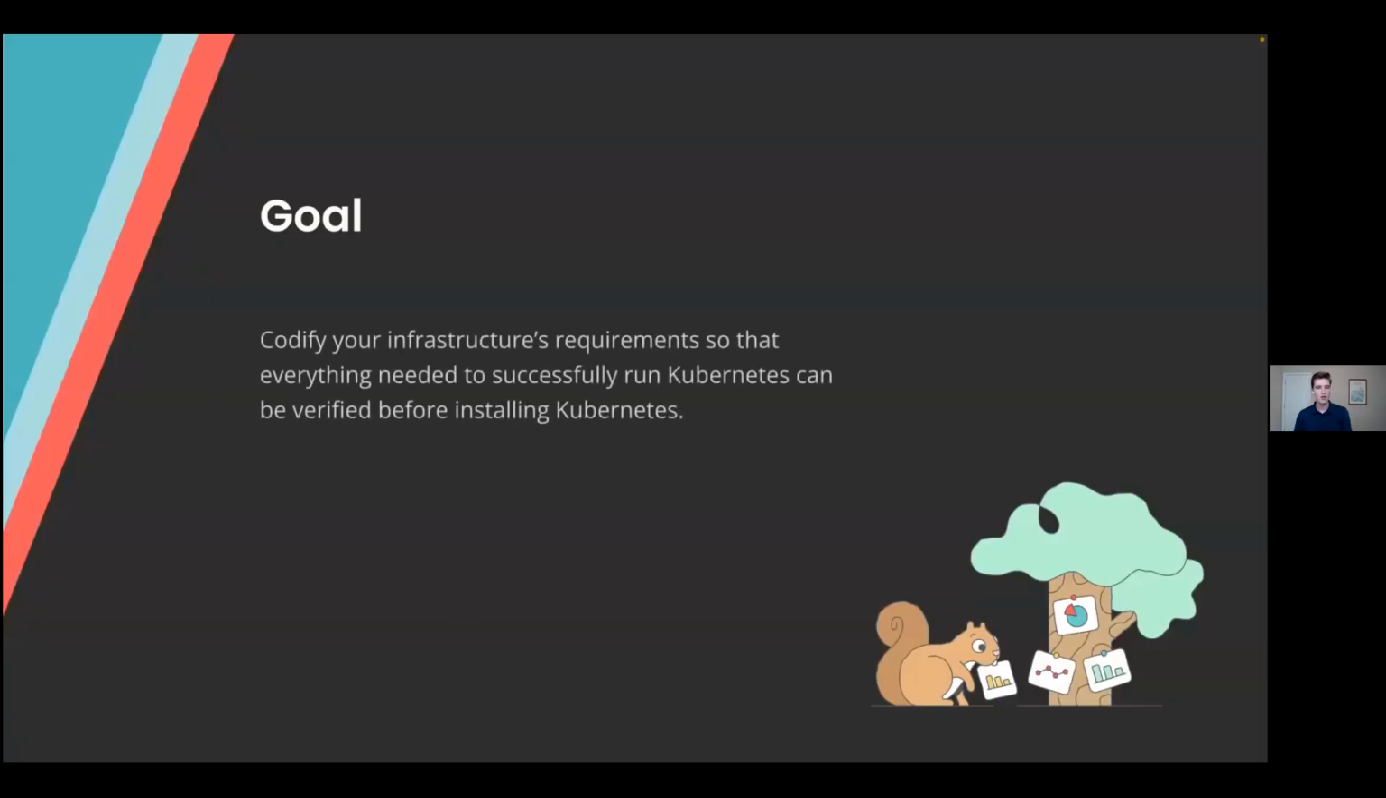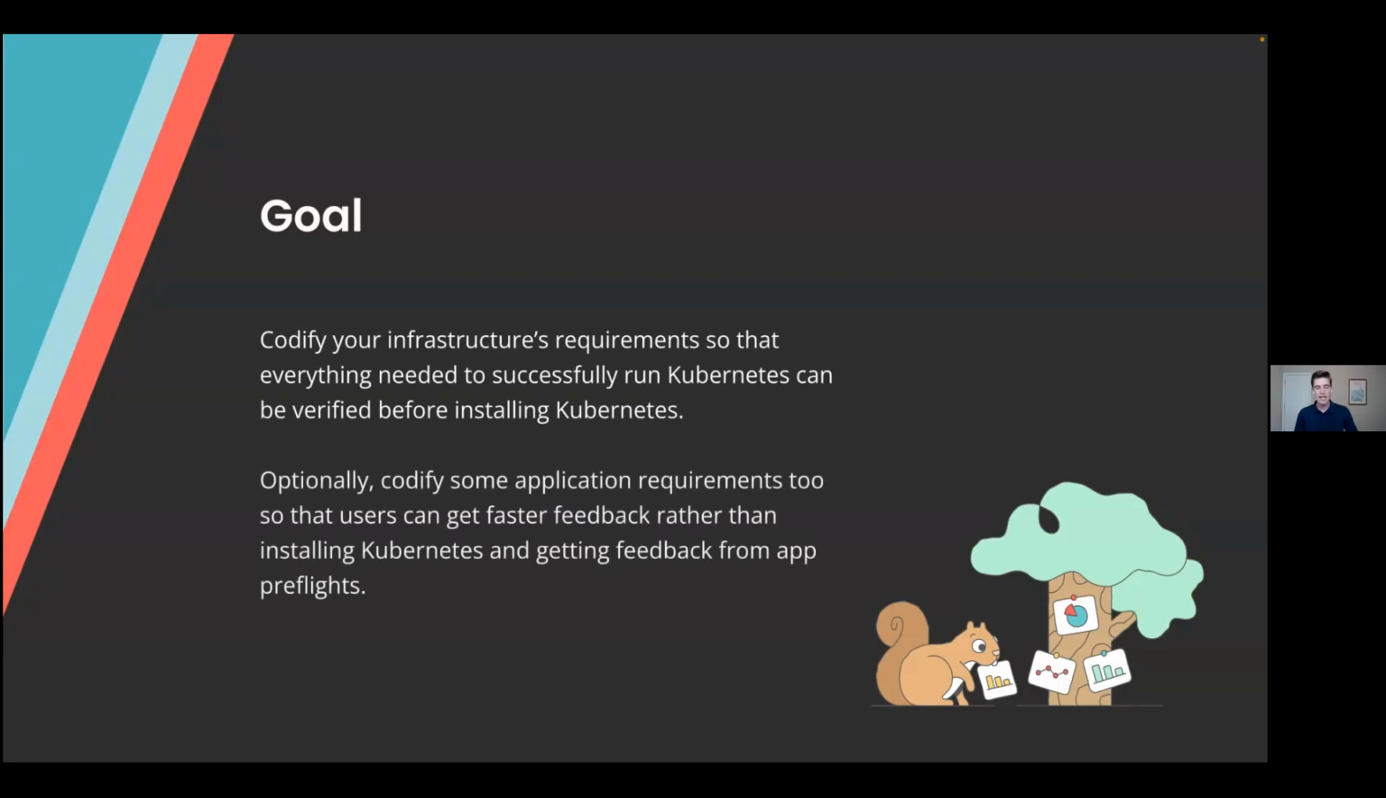So now I want to touch on host preflight checks as well. So the goal of these is very similar, but instead it's to codify the infrastructure requirements so that everything that's needed to run Kubernetes is verified before Kubernetes is installed. And what some people also use this for is to optionally front load some of their application requirements so that users can get faster feedback. So if you know Kubernetes needs 4 CPUs, but your application needs 8 CPUs, there's no reason to install Kubernetes on a 4-core machine and then wait all the way till the app preflights to decide, oh, here's a preflight check, you need 8 CPUs.